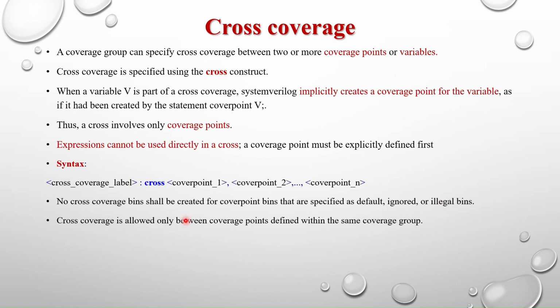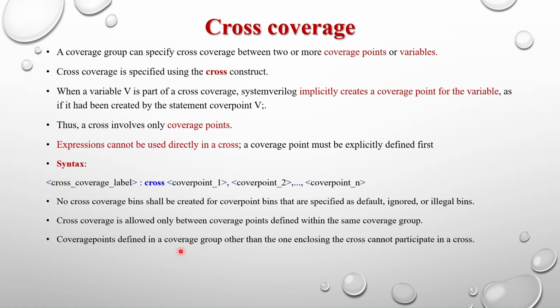And a cross coverage is allowed only between coverage points defined within the same coverage group. That means when you have multiple coverage groups and you want to perform the cross coverage, you have to take the cover points which are defined within the same coverage group. Because you are performing the cross coverage in that cover group, right? So you need to take the coverage points defined within the same cover group. You cannot take other coverage group variables or coverage points to perform the cross coverage in this cover group.